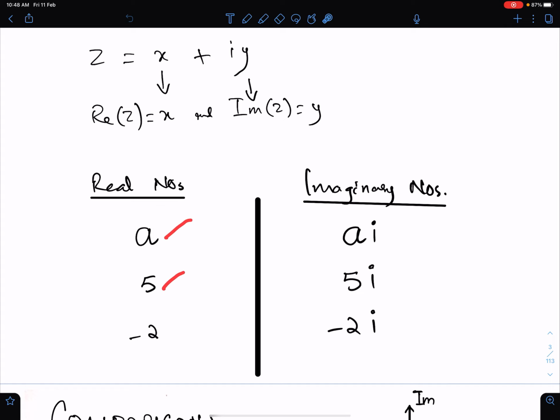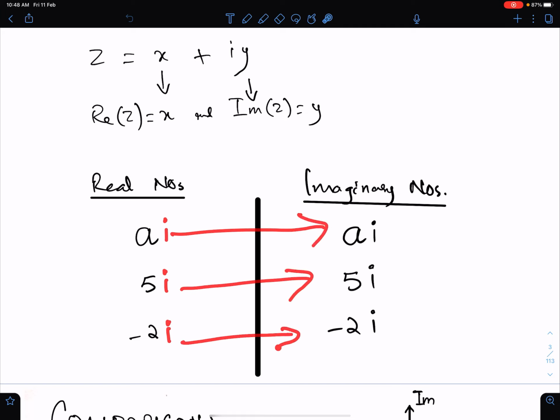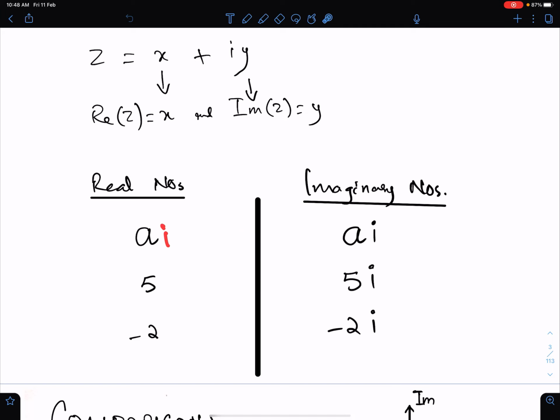These are a few examples of real numbers. If we multiply real numbers with i, then these numbers become imaginary numbers. So for imaginary numbers, we just need to multiply i with real numbers. So these are a few examples of imaginary numbers.